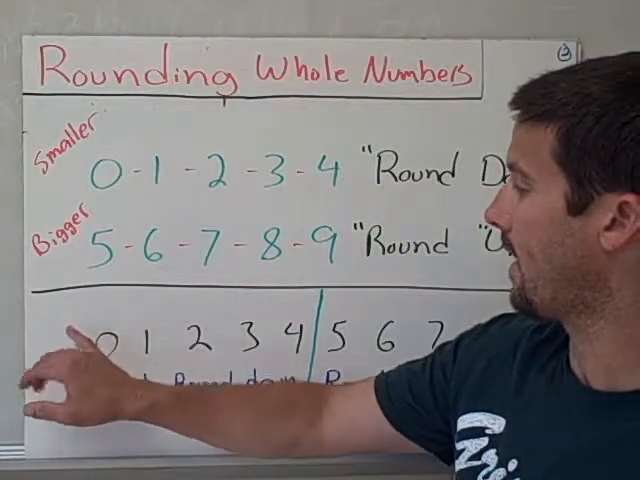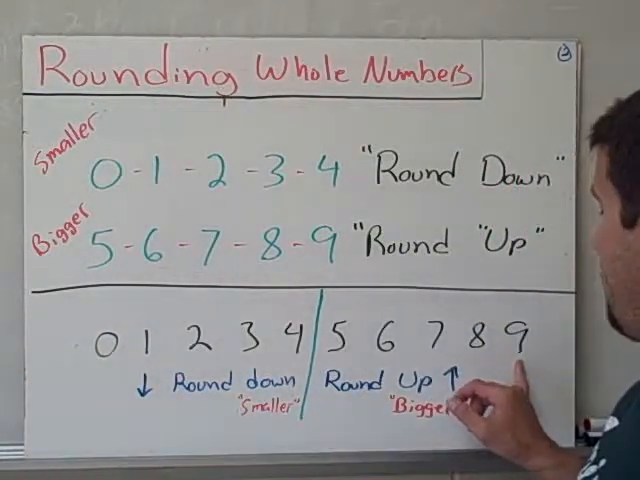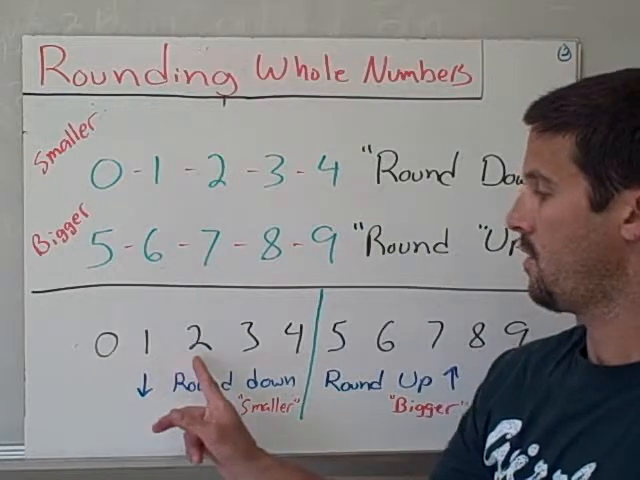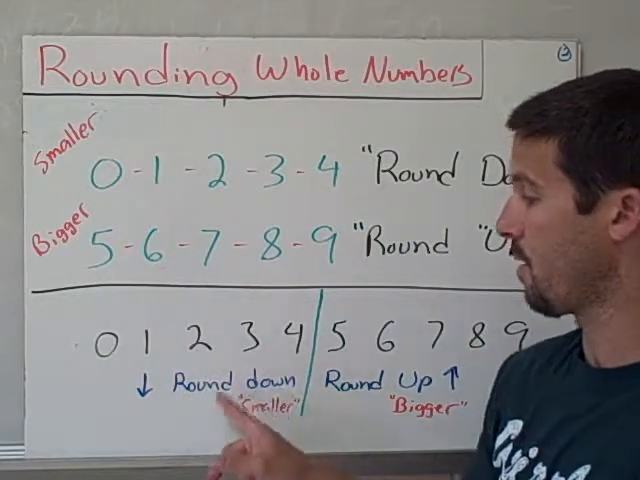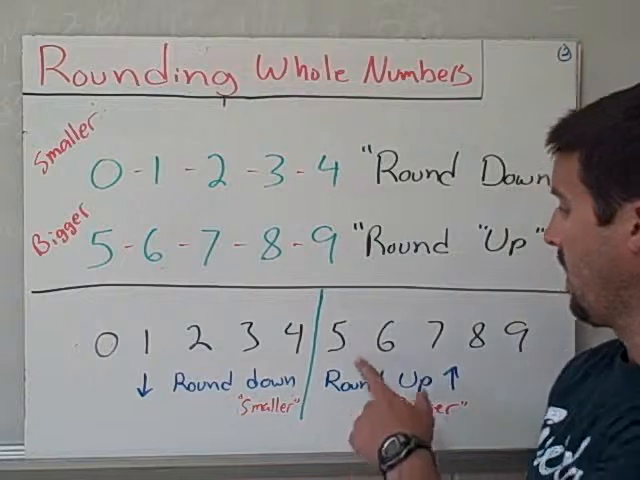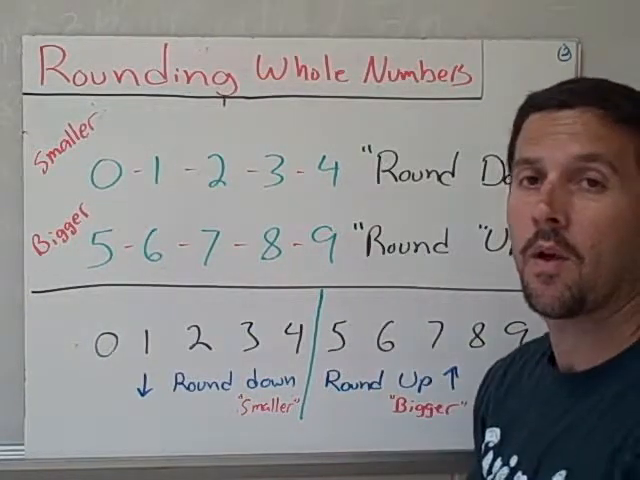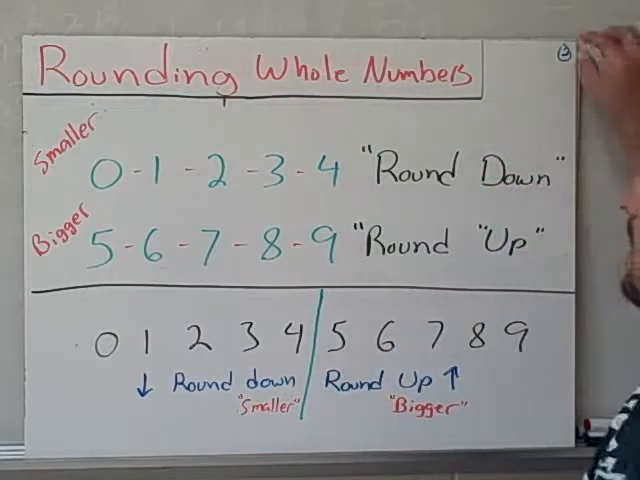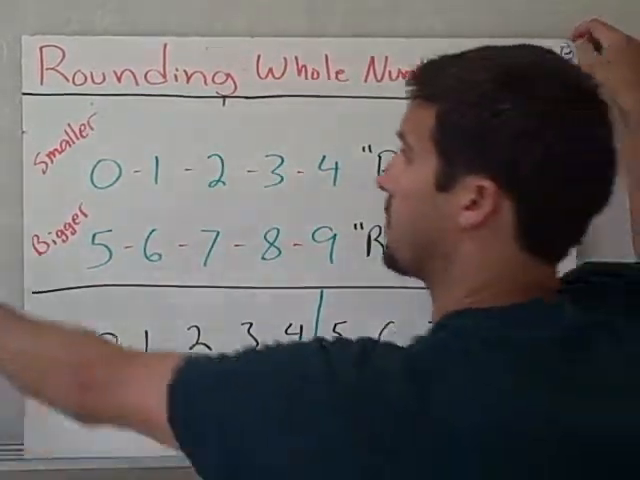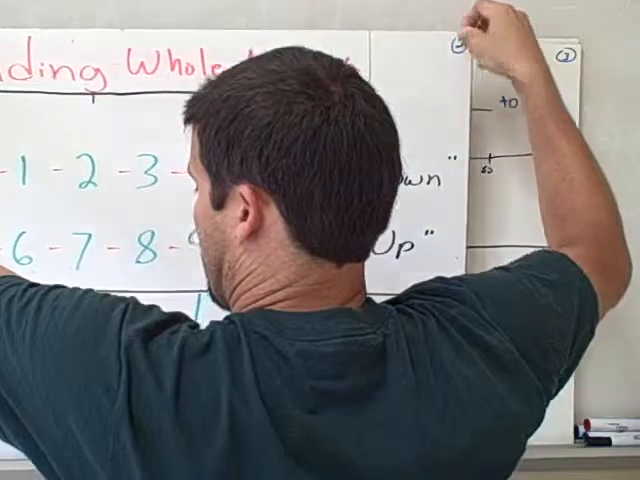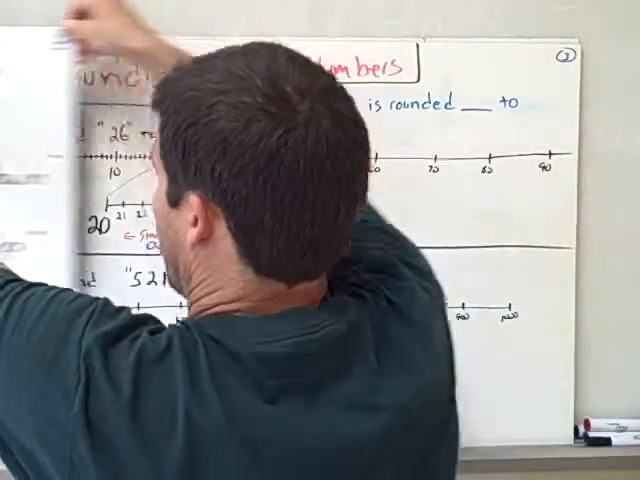So we can look at it like this also. 0 through 9. 0, 1, 2, 3, and 4. Those are the smaller numbers, so we'll round down. And the bigger numbers, 5, 6, 7, 8, 9, we'll round up. Okay? Let's keep that in mind and go on to the next one.